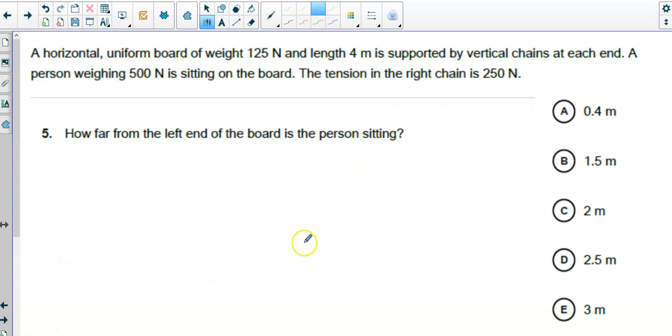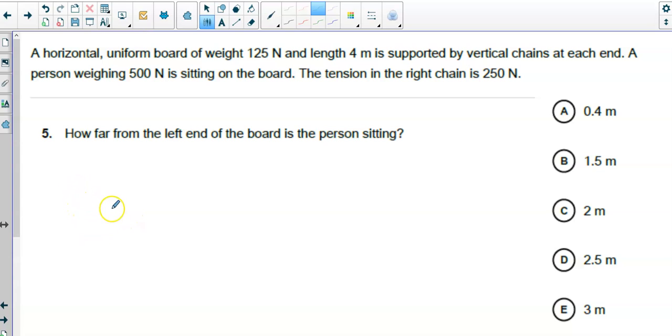Horizontal uniform board of weight 125 newtons and length 4 meters is supported by vertical chains at each end. A person weighing 500 newtons is sitting on the board. The tension in the right chain is 250. How far from the left end of the board is the person sitting?